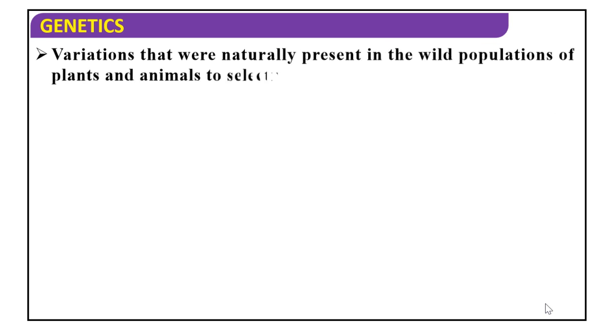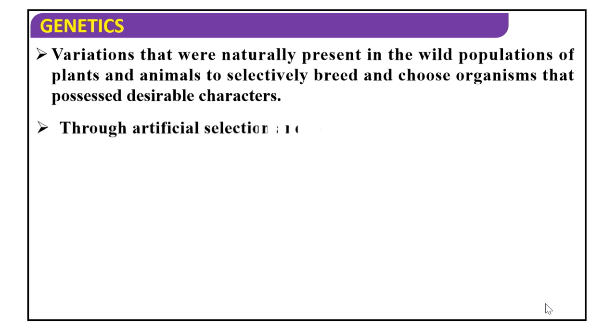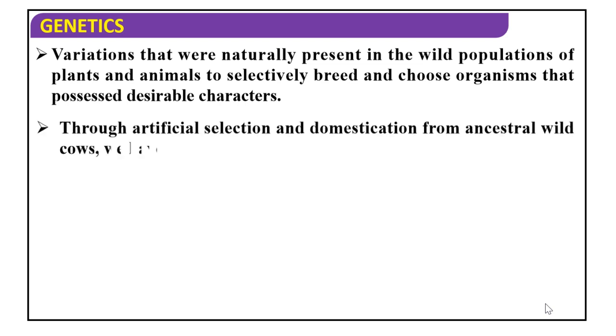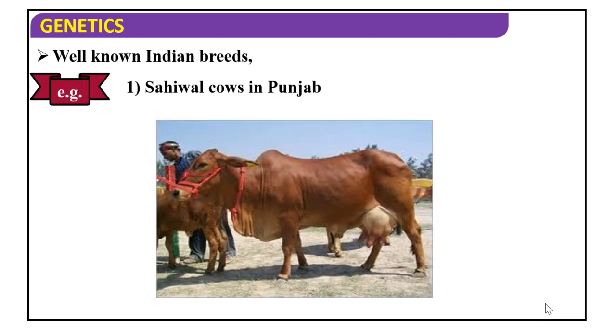Variations that were naturally present in the wild populations of plants and animals were used to selectively breed and choose organisms that possessed desirable characters. Through artificial selection and domestication from ancestral wild cows, we have well-known Indian breeds, for example, Sahiwal cows in Punjab.